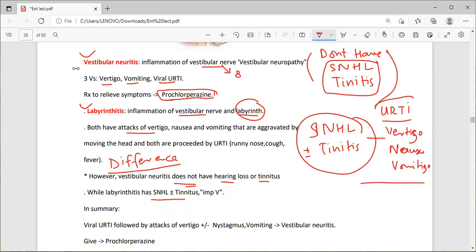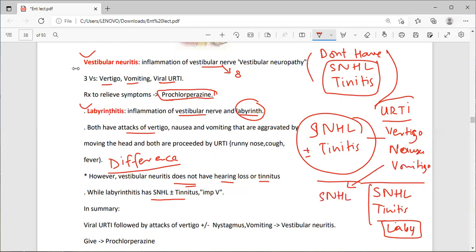In the next paragraph, they might say that this patient has come with sensorineural hearing loss. Then you will click labyrinthitis. If they tell you that they have tinnitus, then you will also click labyrinthitis. So you will go to the labyrinth. Now, if they tell you that the patient doesn't have sensorineural hearing loss and doesn't have tinnitus, then you will go and click vestibular neuritis. I hope it's clear now.